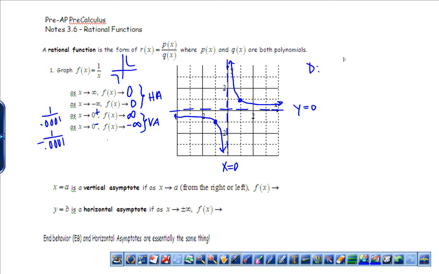Just to throw something in here is your domain. Your domain goes from negative infinity. It skips your asymptote and it picks back up. And your range looks like it's going to be the same thing.